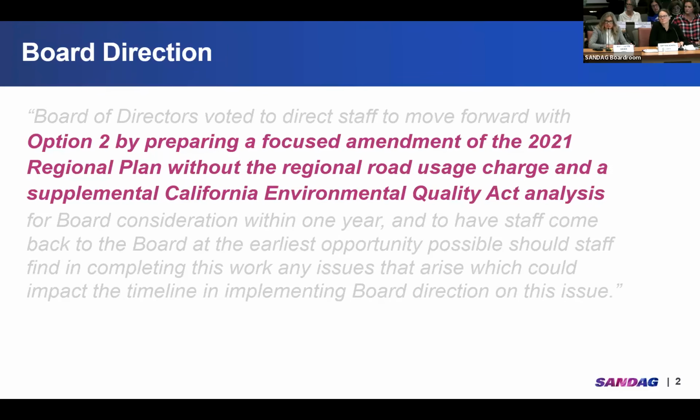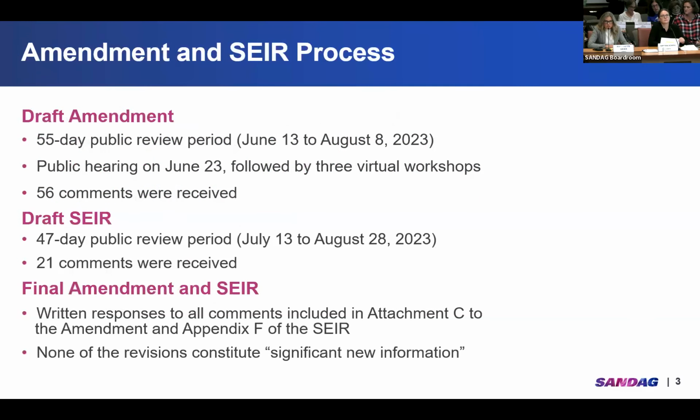And at the time, staff confirmed that the amendment would achieve the state greenhouse gas emission reduction target, 18.6%, that we would meet all of our requirements for air quality conformity analysis, and that there were no significant impacts to any of the transportation network performance measures or social equity. Now we're at the final step, which is the draft supplemental EIR.